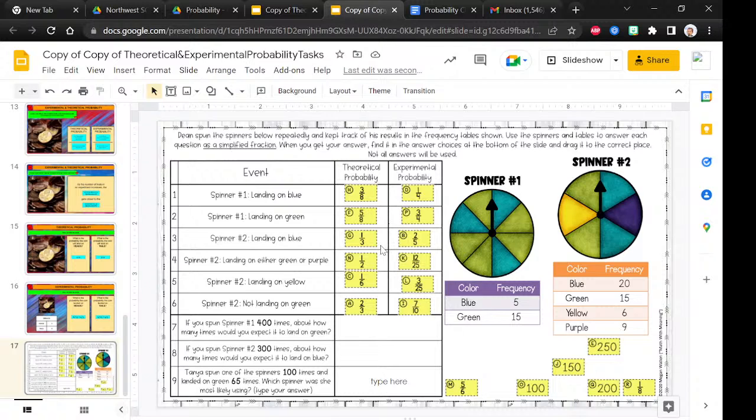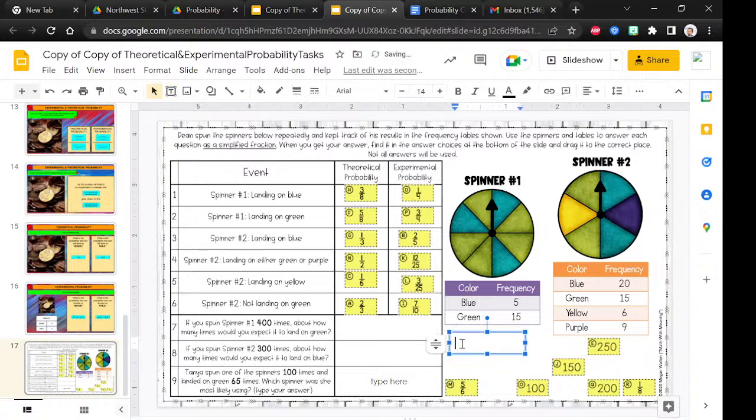Now, if you spun the spinner 400 times, about how many times would you expect to land on green? So this is where we do a little side math. And I'm going to show this right here. I want to show you my work. Alright, I'm going to go there.